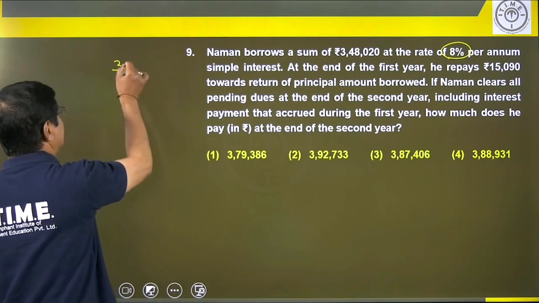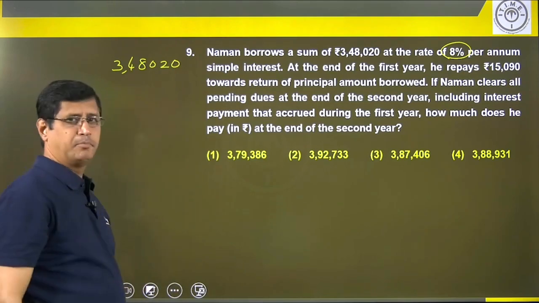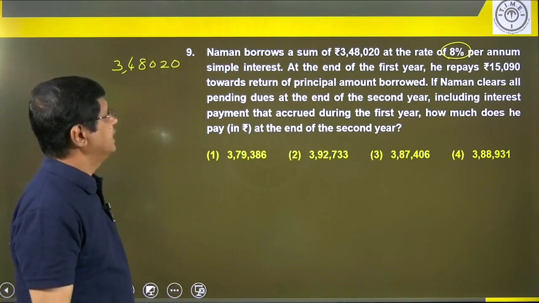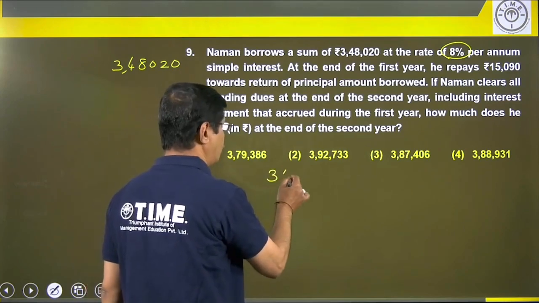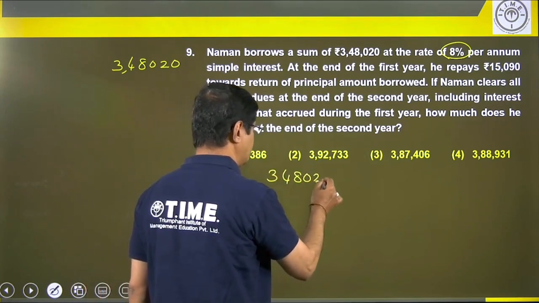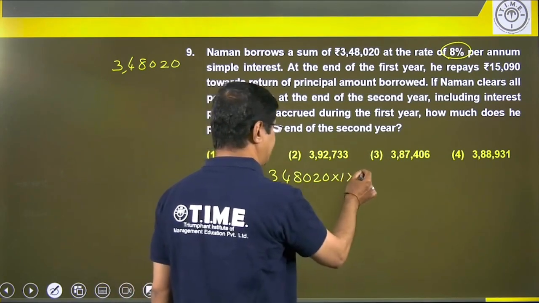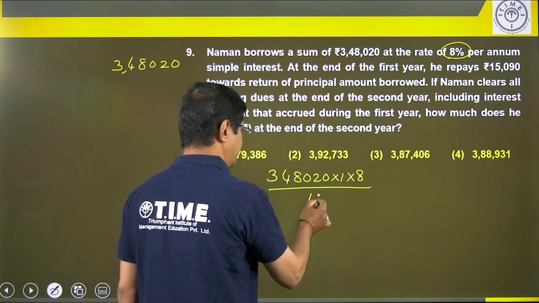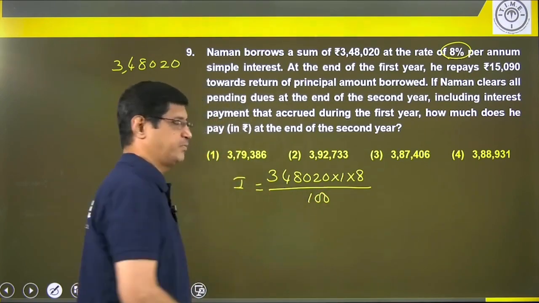3,48,020. This is the original principal. What is the interest at the end of the first year? Let me check here. 348,020, 1 year at a rate of 8% per annum. At a rate of 8% per annum, what is the interest at the end of the first year?